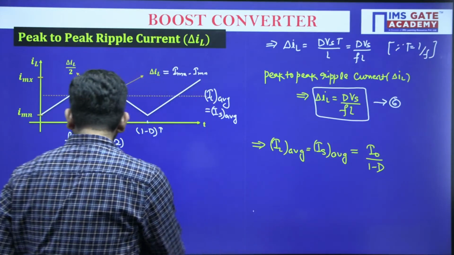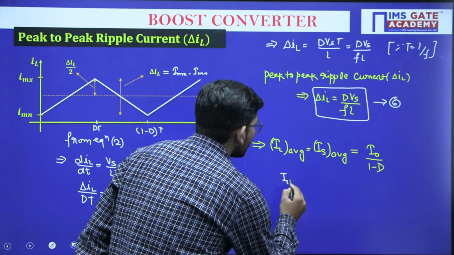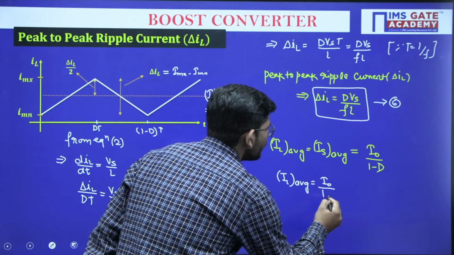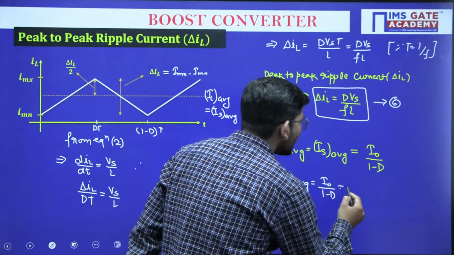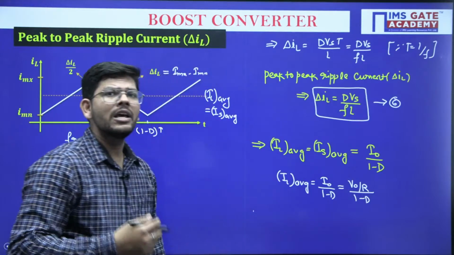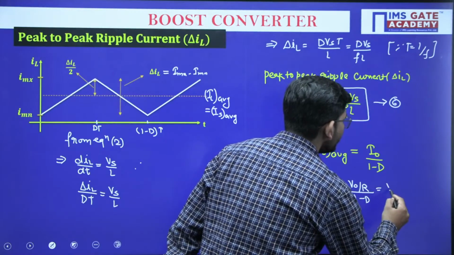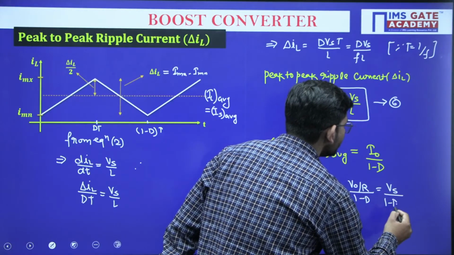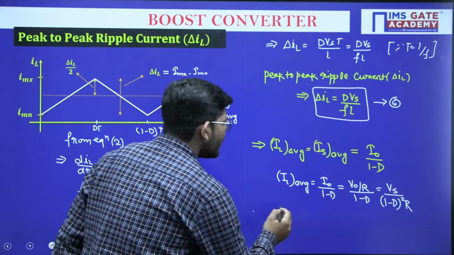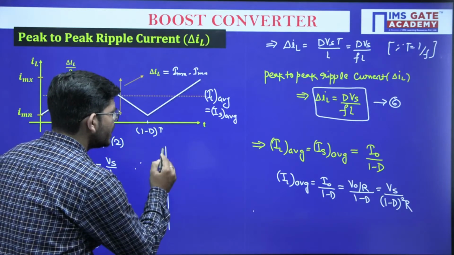Now if I analyze this particular relation, IL average that we have found out is I naught upon 1 minus d. Can't I write I naught to be V naught by R? And V naught I can write as Vs upon 1 minus d. So that will be Vs upon 1 minus d square R. So these are very important relations that we have obtained.